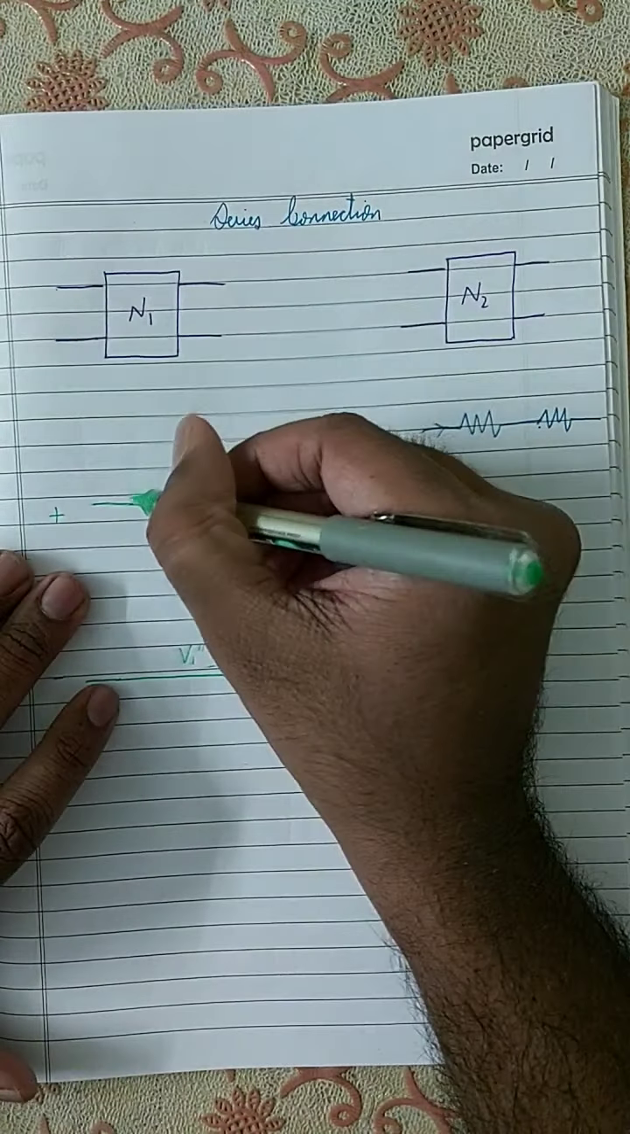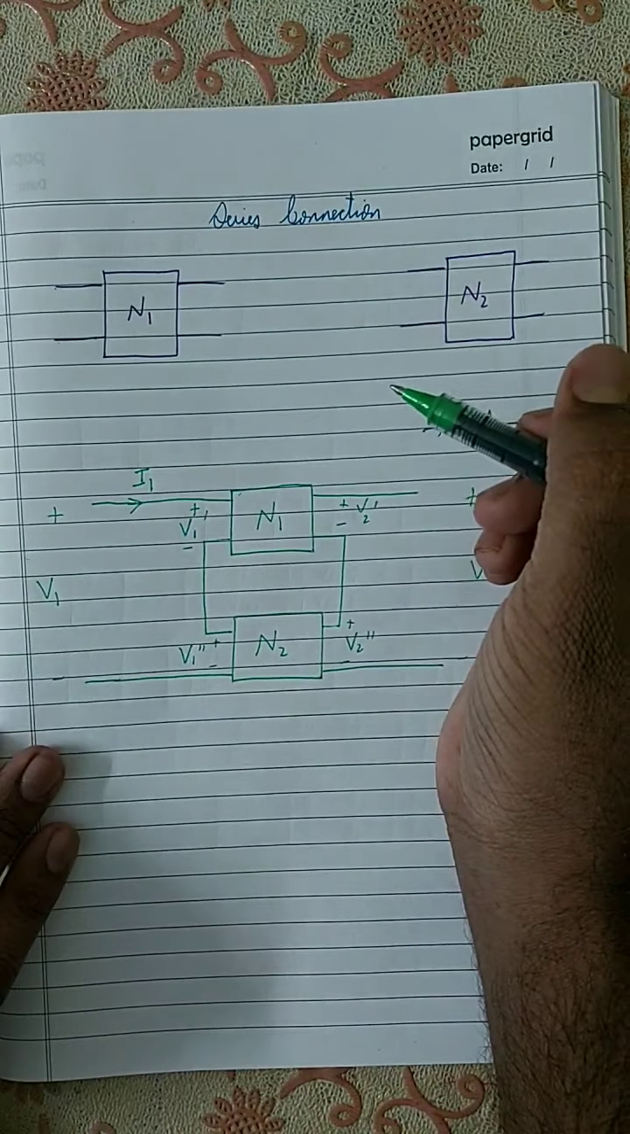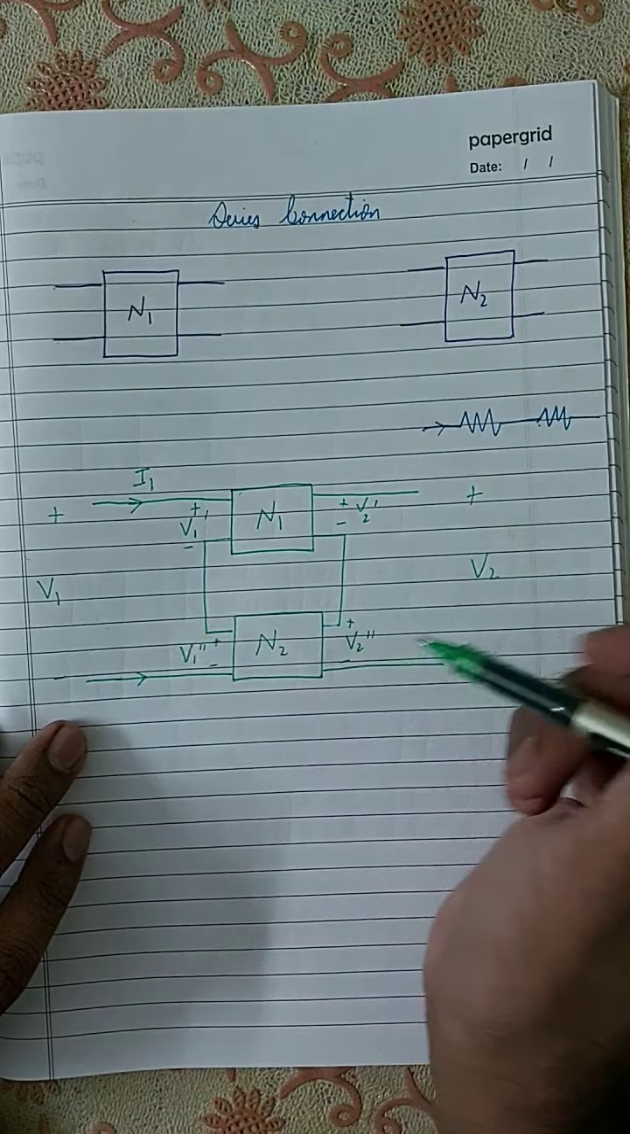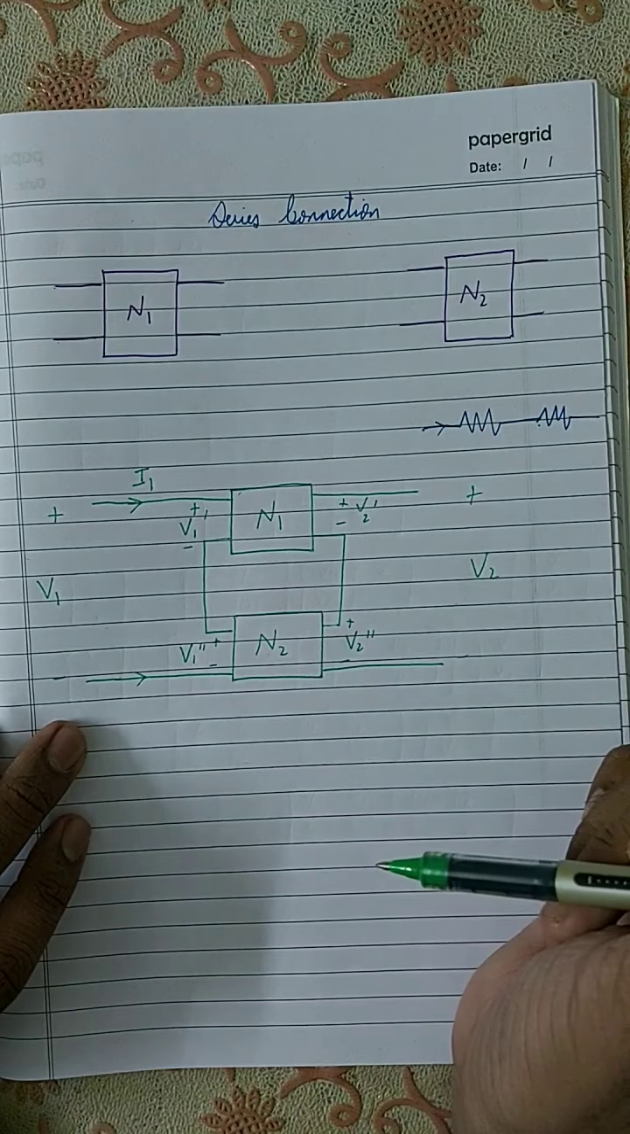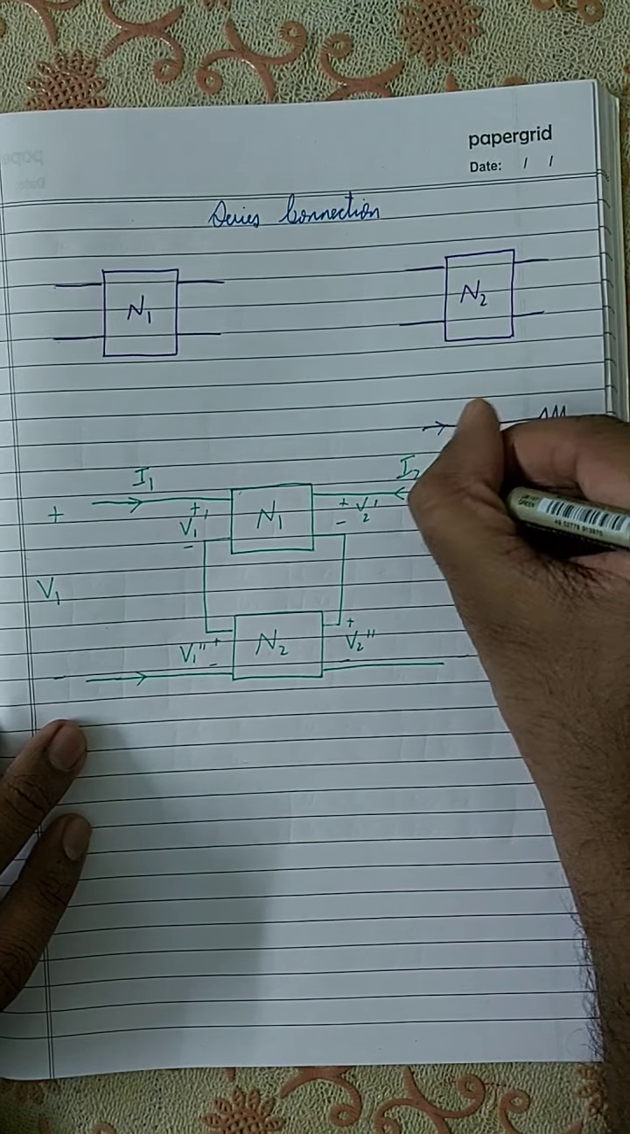And what about the current? The current is the same. This is current I1. I1 is flowing in both networks, and the output current for both networks is called I2.